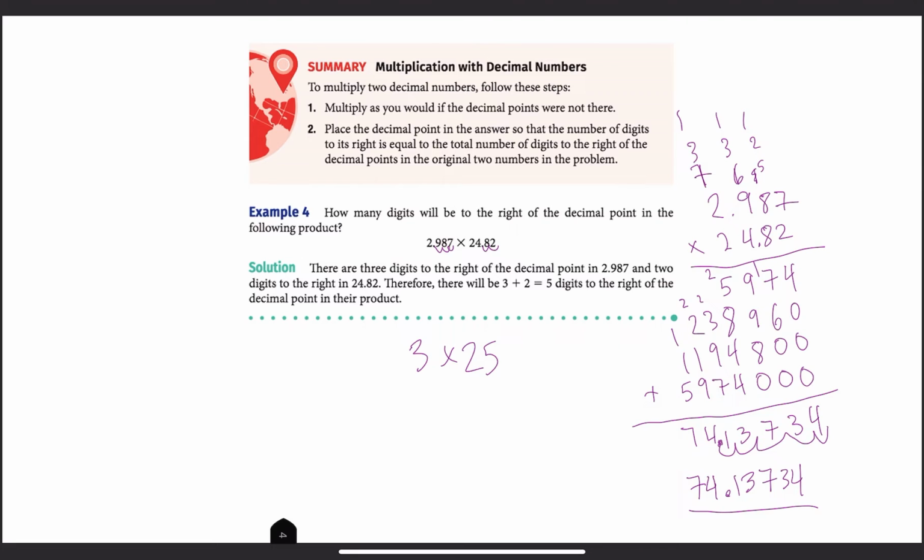The important takeaway is that when you're multiplying decimals, you basically multiply as if you had whole numbers, except you keep track of how many decimal places you had in your factors. So if you have 3 in one and 2 in another, you have a total of 5 digits to the right of the decimal point in your final product.